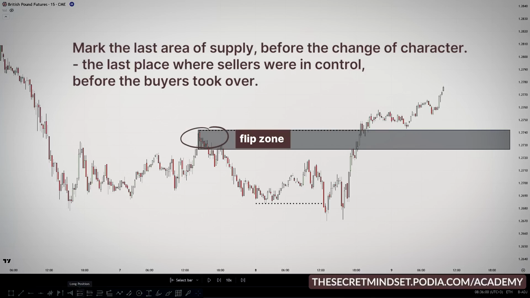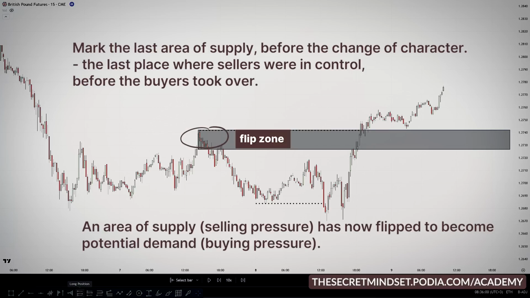This is a key price action concept. An area of supply, meaning selling pressure, has now flipped to become potential demand, meaning buying pressure. Big players often use these areas to enter trades.